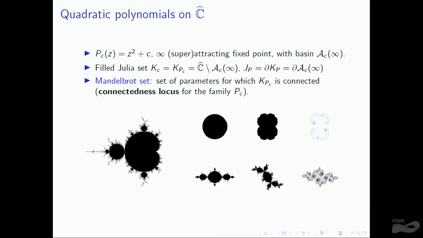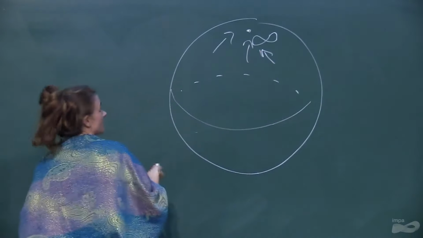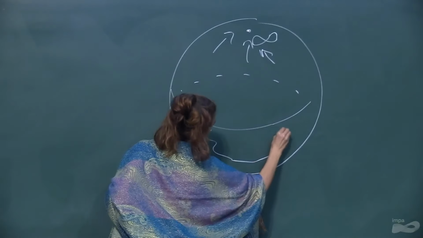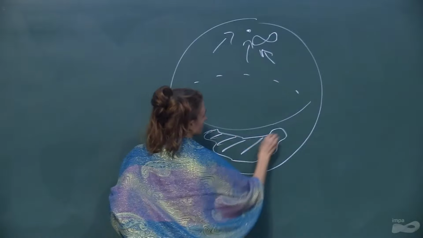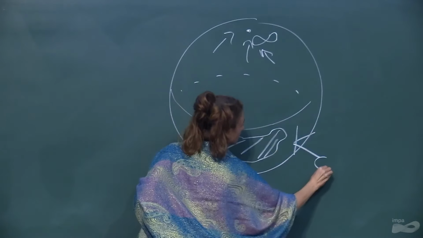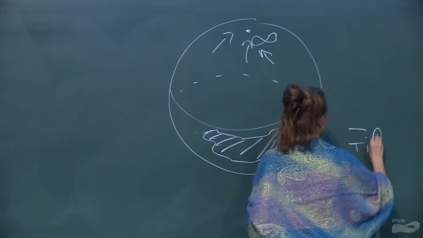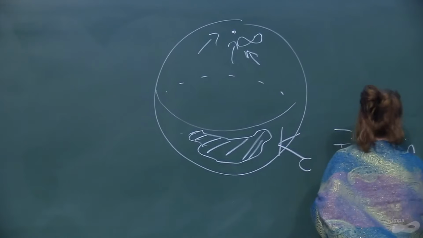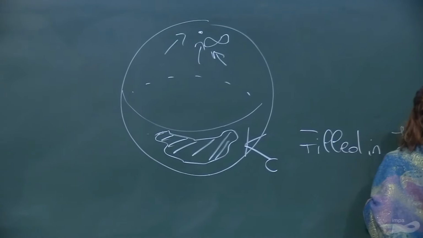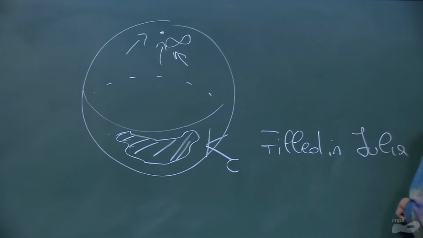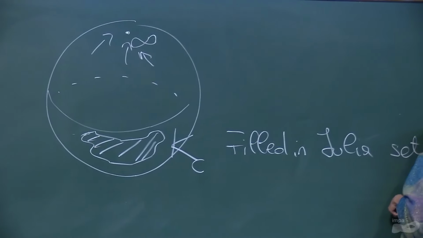So we have our Riemann sphere. We consider the family P_c(ζ) = ζ² + c acting on it, with infinity fixed, which has a basin of attraction. And we are interested in the filled Julia set, which is the set of points with bounded orbit. K_c is the filled Julia set for P_c(ζ) = ζ² + c.